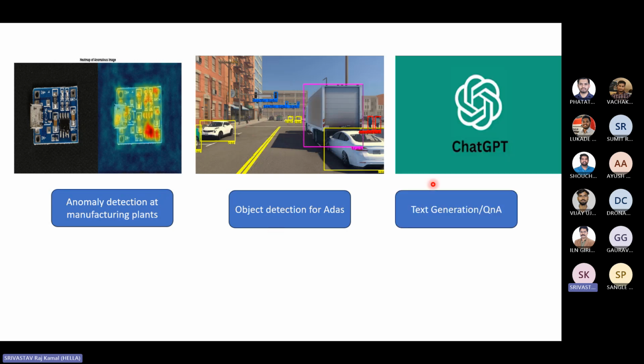Some of the examples, like this recent one, ChatGPT's text generation. If we see at a very root level what ChatGPT is doing, it's just the probability of the next word. The whole ChatGPT just gives a probability of the next word based on the previous words. That's what ChatGPT is doing at the lowest granular level.